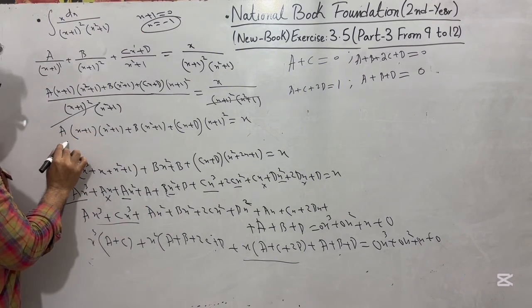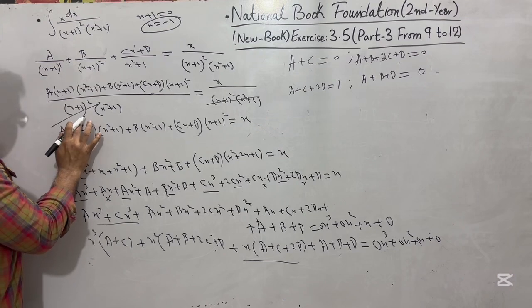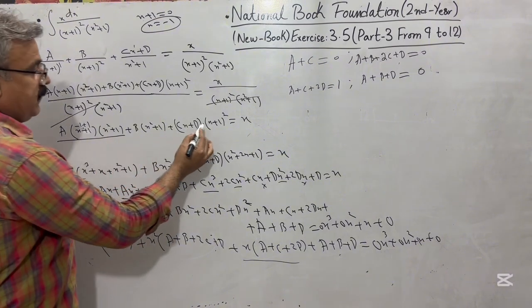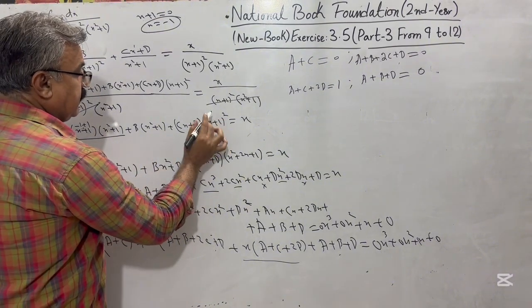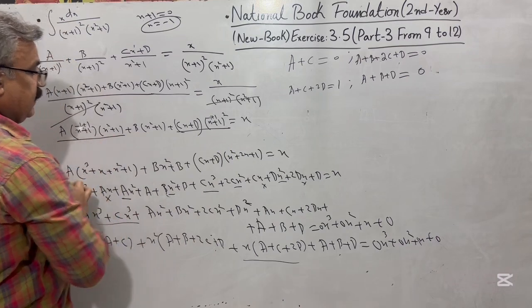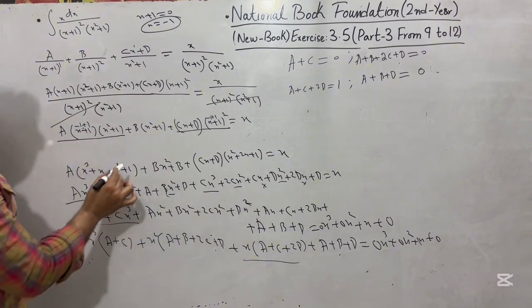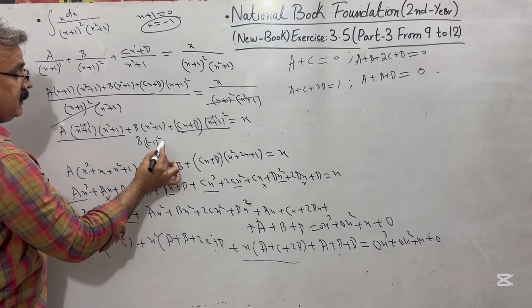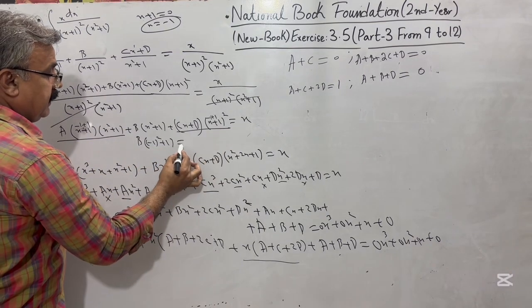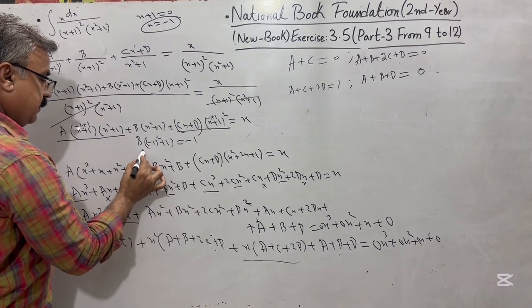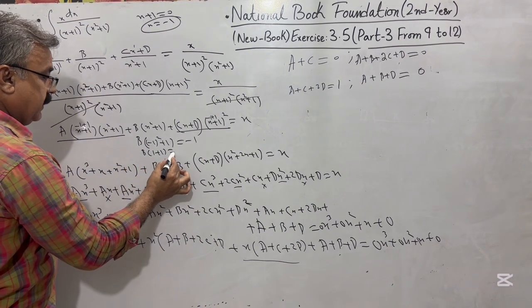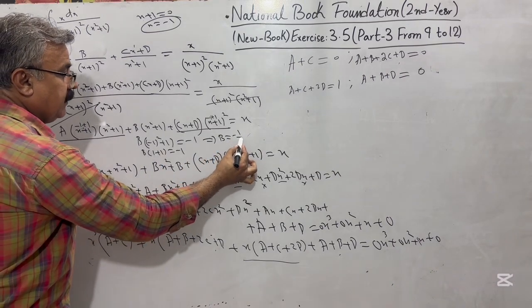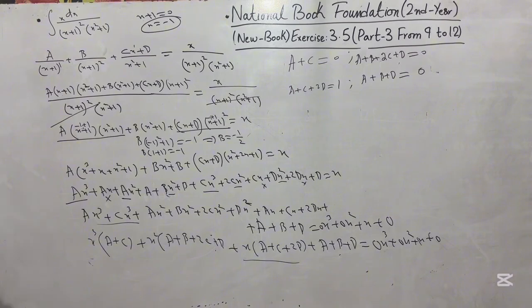If I put minus 1 here, it will become minus 1 and plus 1, 0. They are all cancelled out. If I put minus 1 here, minus 1 and plus 1, they are also cancelled out here. This one remains. Put value of x is equal to minus 1. I am left with minus 1 square plus 1, and here it is minus 1. So b into 1 plus 1 is equal to minus 1. From this, b is going to be minus 1 over 2.